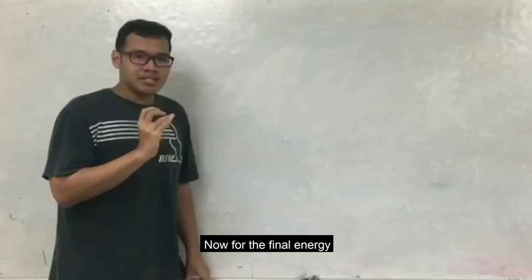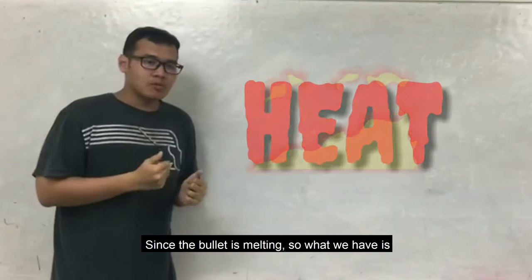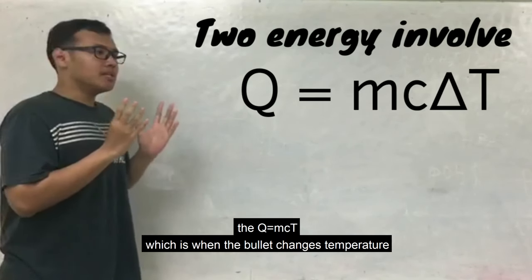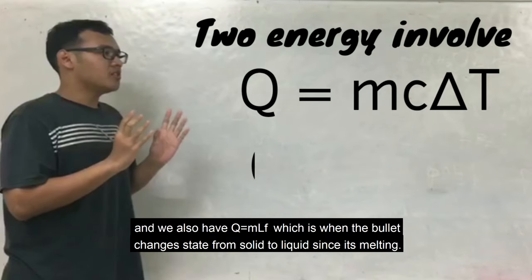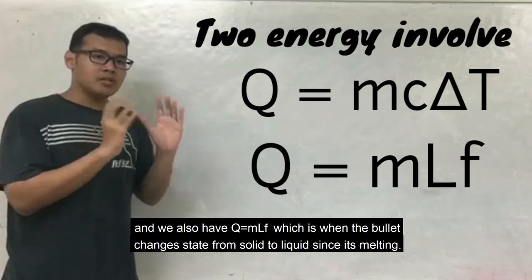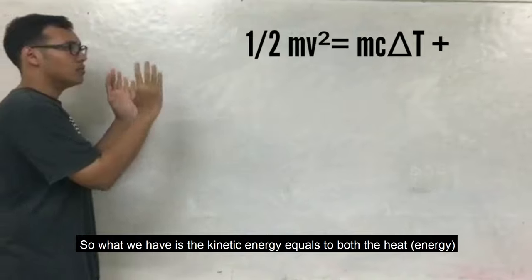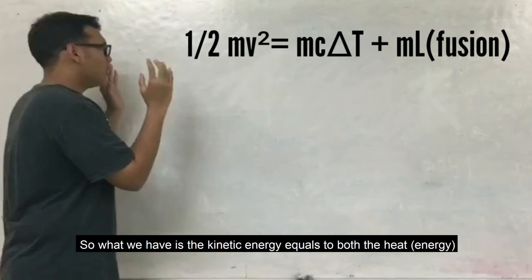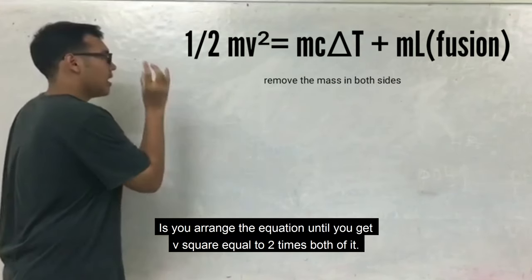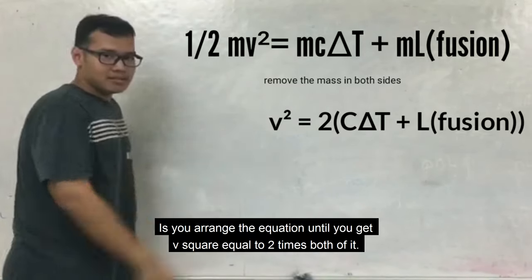Now, for the final energy, there is heat involved, since the bullet is melting. So we have Q equals mc delta T, which is when the bullet is changing temperature. We also have Q equals mL_f, which is the bullet changing state from solid to liquid since it's melting. So the kinetic energy equals both of the heats, and to find the launching speed of the bullet, we rearrange the equation until we get v squared equals 2 times both of the heats.